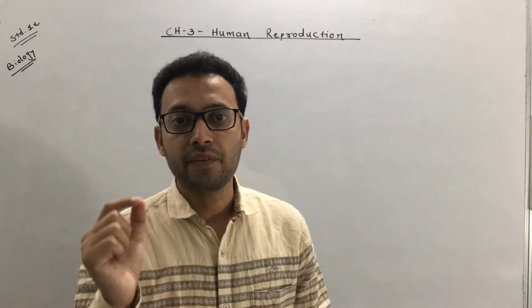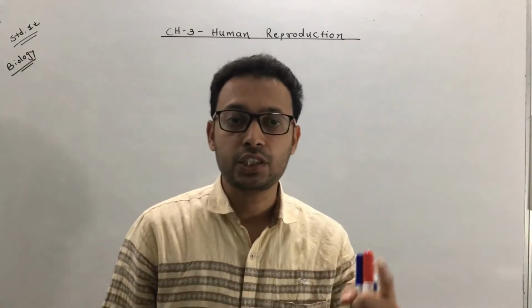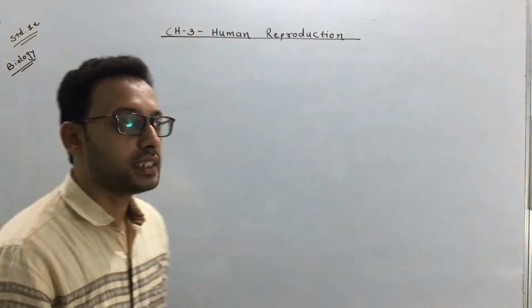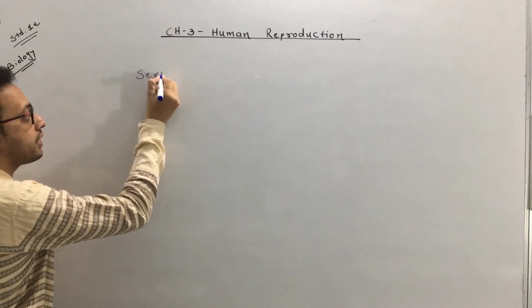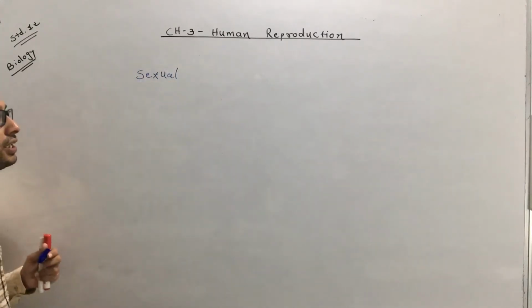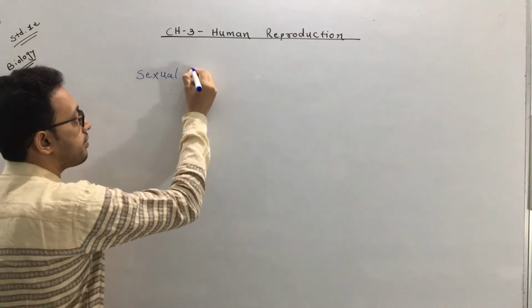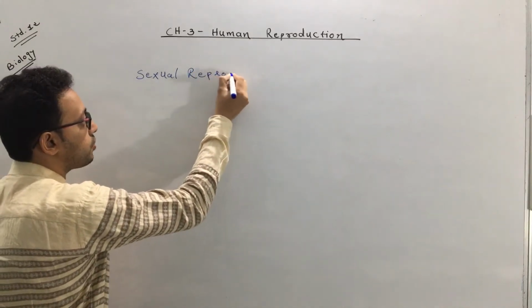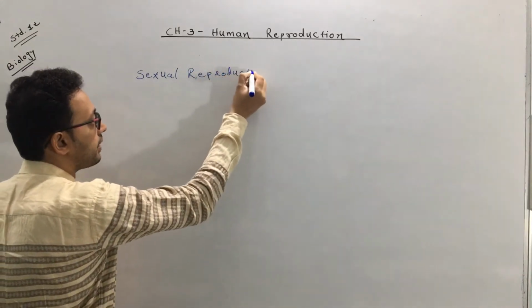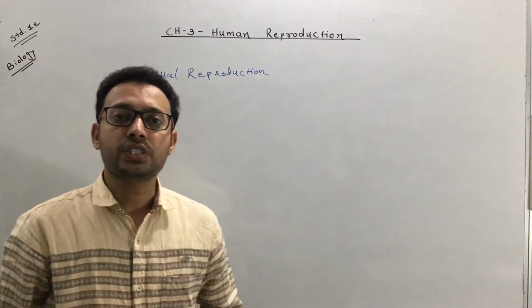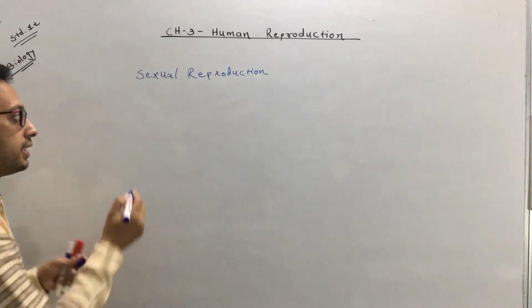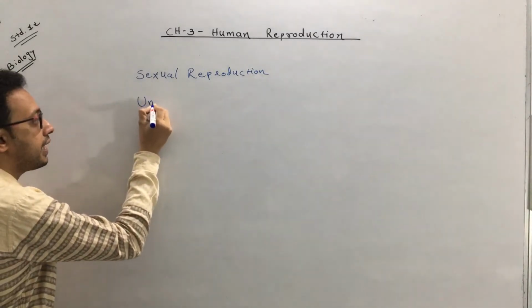Humans reproduce by which method of reproduction? Asexual or sexual? The answer is they reproduce by the sexual mode of reproduction. So in humans, sexual reproduction takes place. Now if you see a human being, the human being is a unisexual animal.